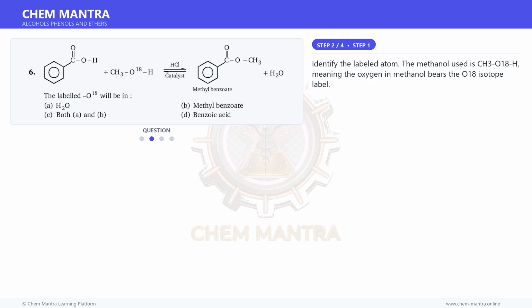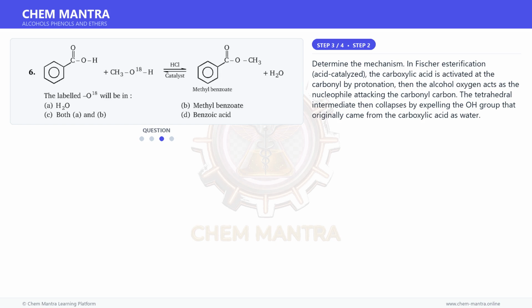Moving on to the next step. Identify the labeled atom. The methanol used is CH3O18H, meaning the oxygen in methanol bears the O18 isotope label.